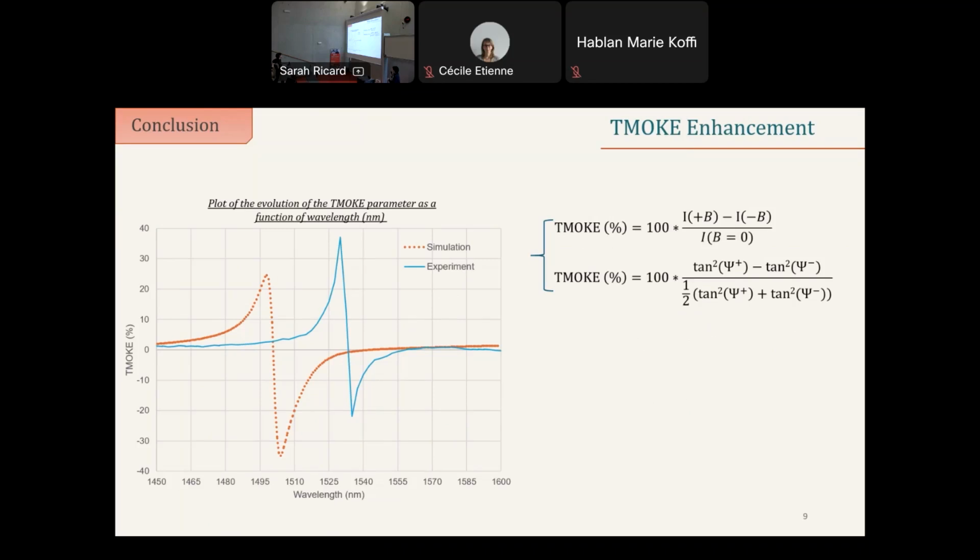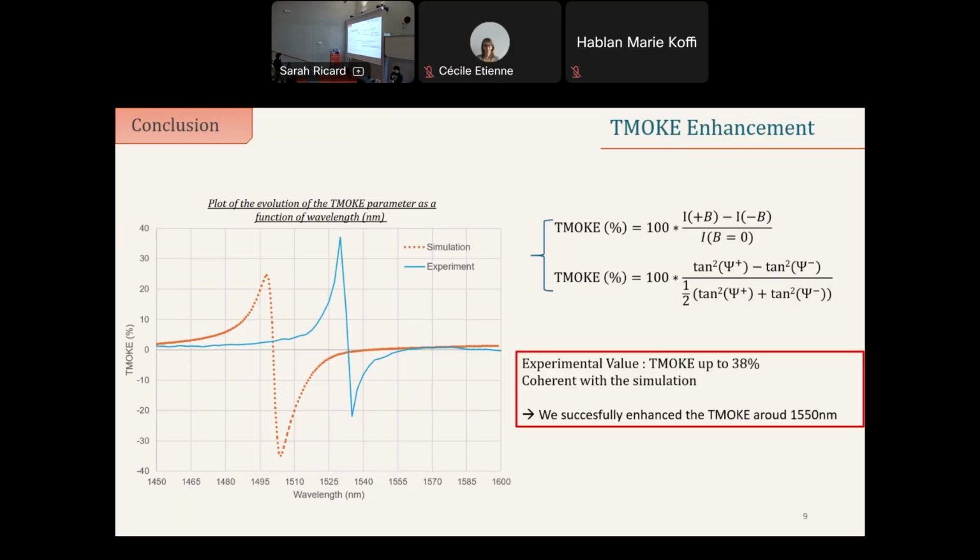The main differences can come from a difference between the structure theoretically and the one we fabricate, because there is always a difference in the thickness of every layer or our grating. But the main idea is that we successfully obtain a TMOC up to 38%.